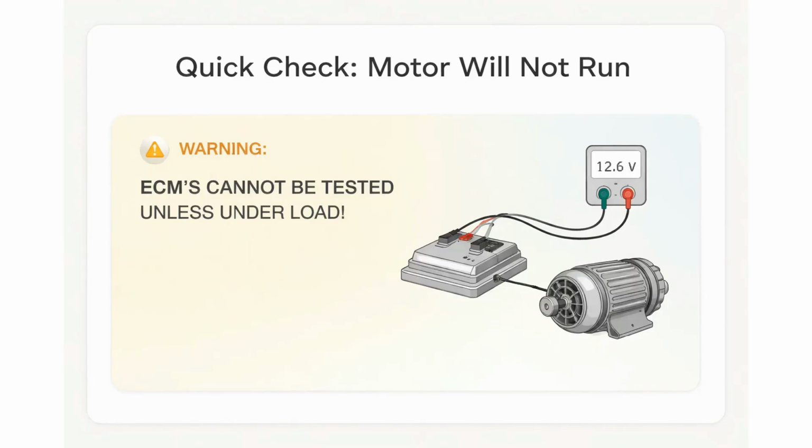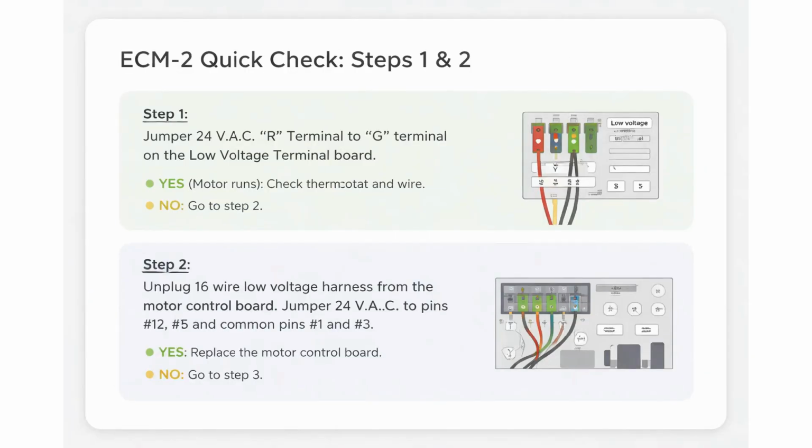Seriously, when performing a quick check on a motor that will not run, there is a golden rule you must never break. ECMs cannot be tested unless they are under load. Attempting to test these motors without a proper load will yield inaccurate results and can potentially cause issues. If the blower motor will not run, begin by jumpering the 24-volt AC R terminal to the G terminal on the low voltage board. If the motor runs, your issue is likely the thermostat or its wiring. If it does not run, proceed to step 2.